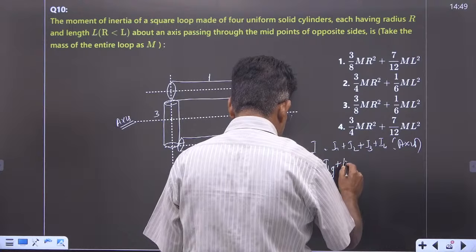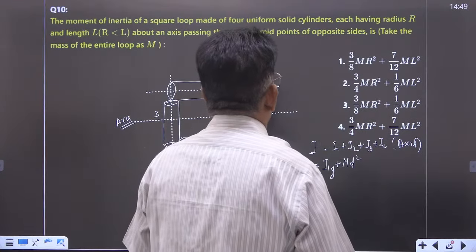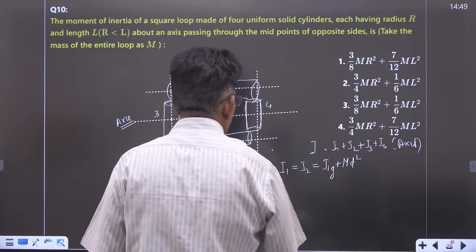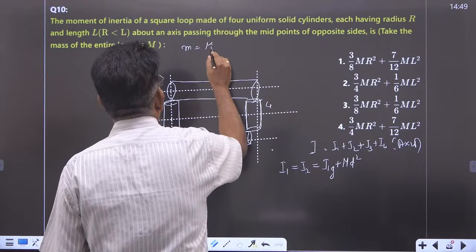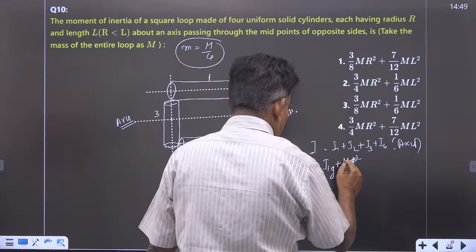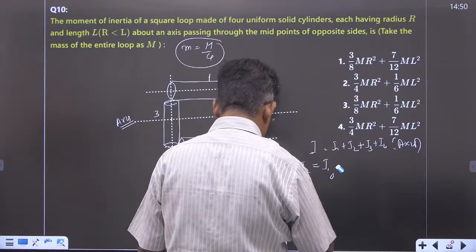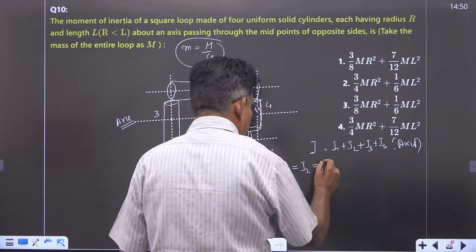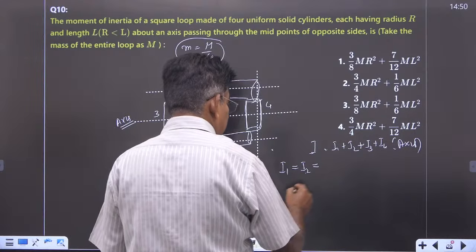I1G plus MD squared, isn't it? And here we have to calculate, so better you take the total mass of the loop as M. So the mass of each rod, I have to take it as what? M by 4. So better you deal with small m, and in the final step, you can replace small m by capital M by 4. For time being, I use the mass of each individual rod. The entire loop's mass is capital M.